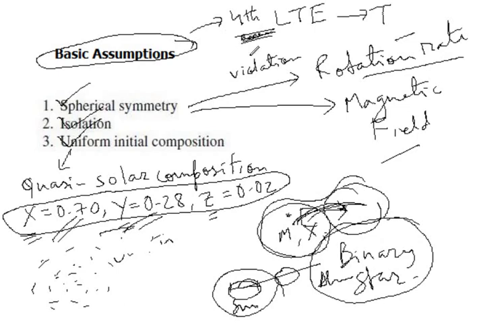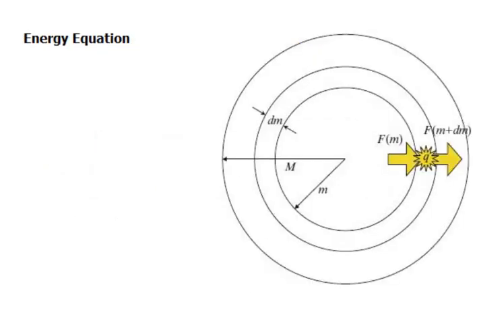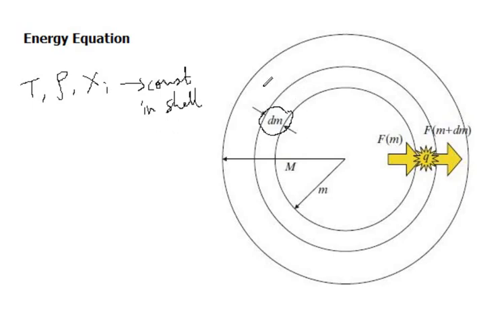Now, with these four basic assumptions, we have just derived the equation of continuity, or mass conservation. This is a very basic equation. Fine. Let me now talk about the energy equation. The energy equation for stellar structure is obtained by considering a very small mass element dm in a spherical shell, over which the temperature T, density and composition are considered constant.